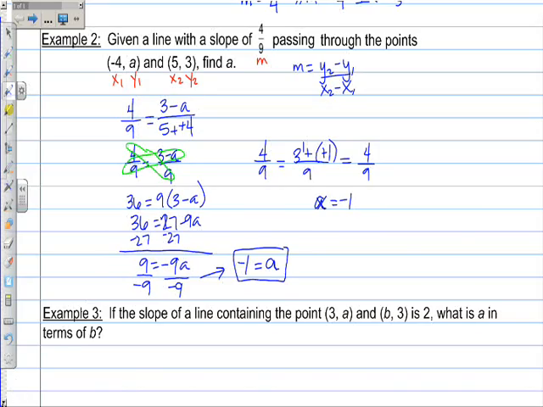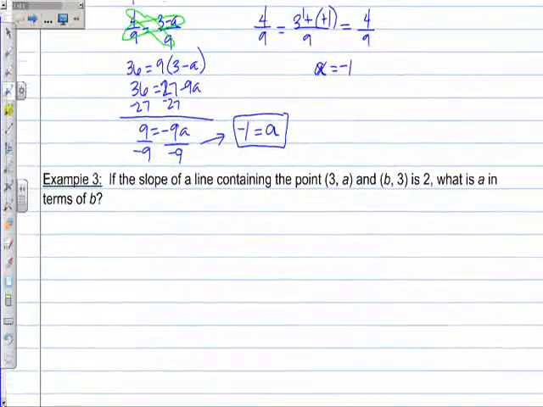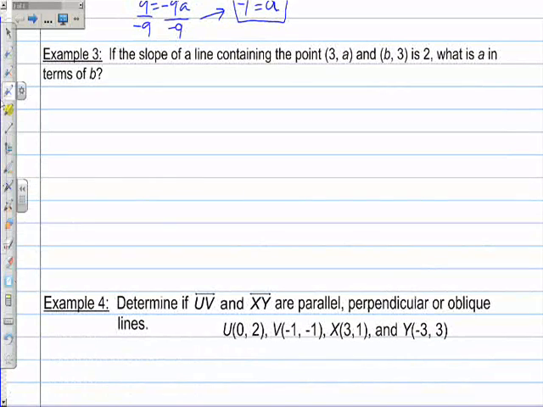From here, let's go down one more. This time there are 2 variables. Okay? So if they give us 2 variables, again, you're still going to label your points x1, y1, x2, y2, and our slope is m. If you plug that into your formula, our slope of 2 equals y2, 3, minus y1 of a, divided by x2 is b, minus x1 is 3. Okay? This says in terms of b. This in terms of b means your answer will have a b in it.